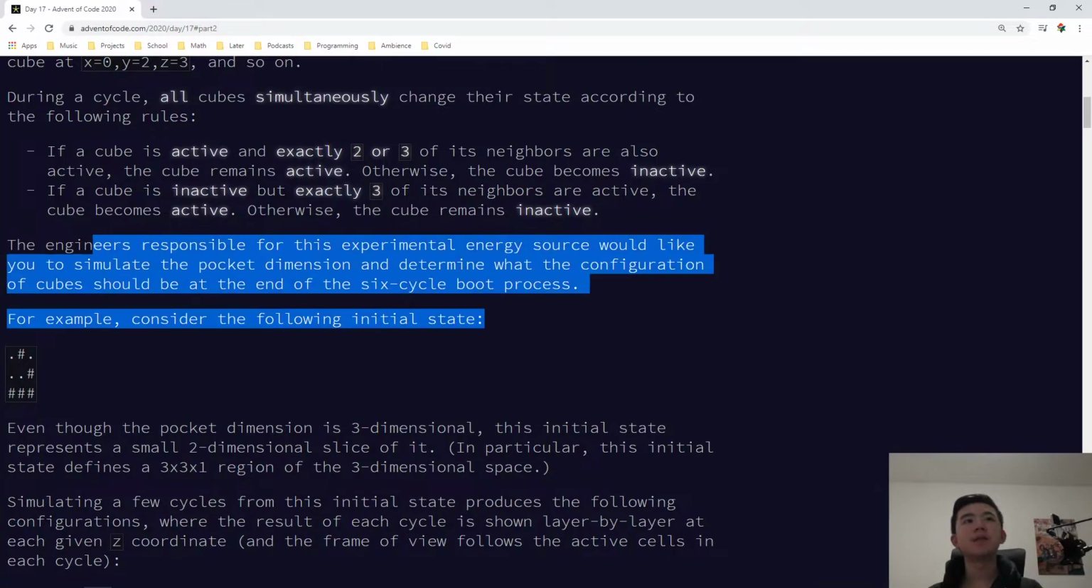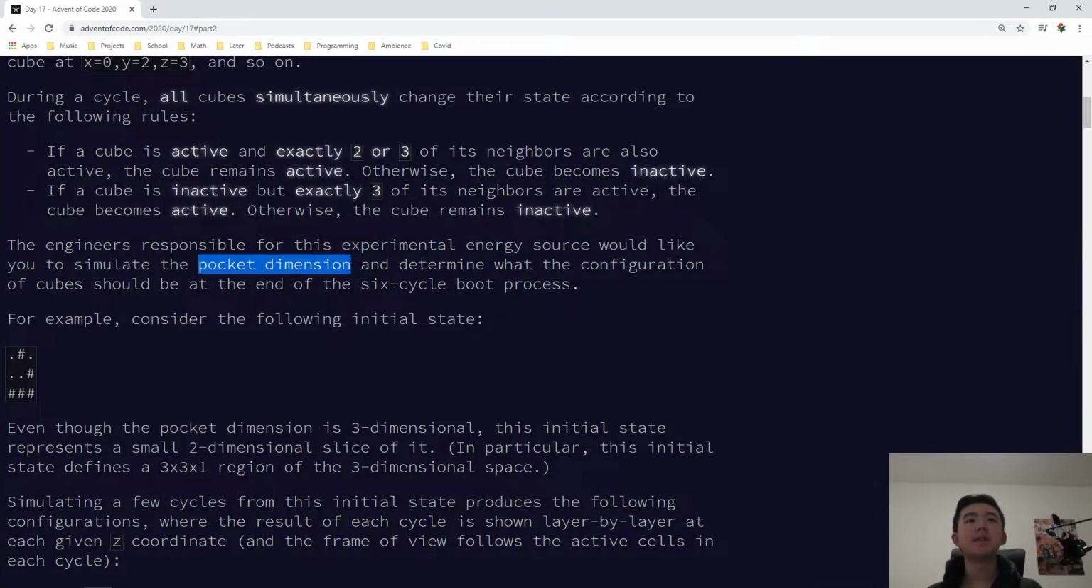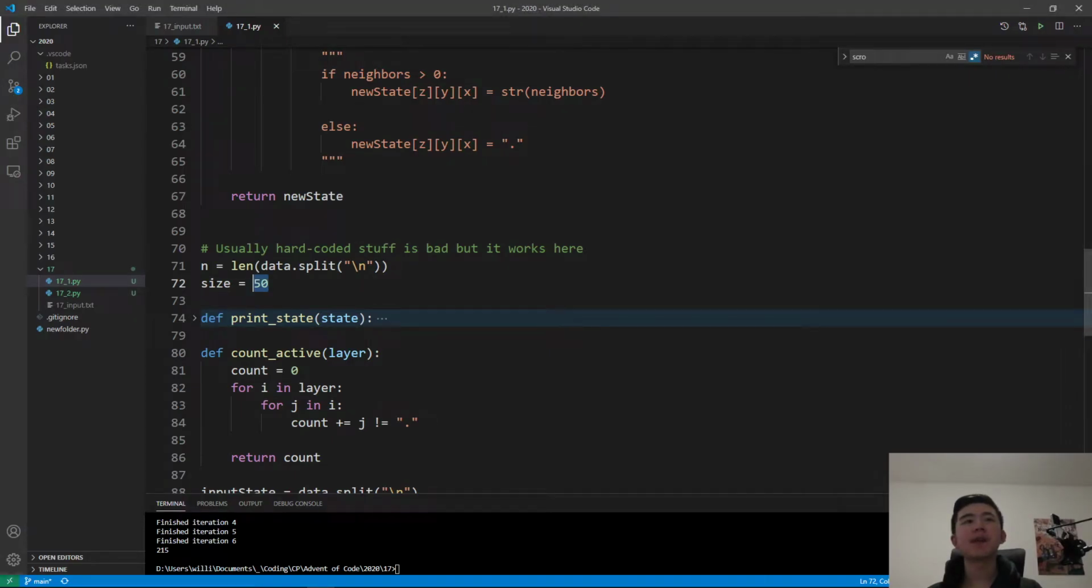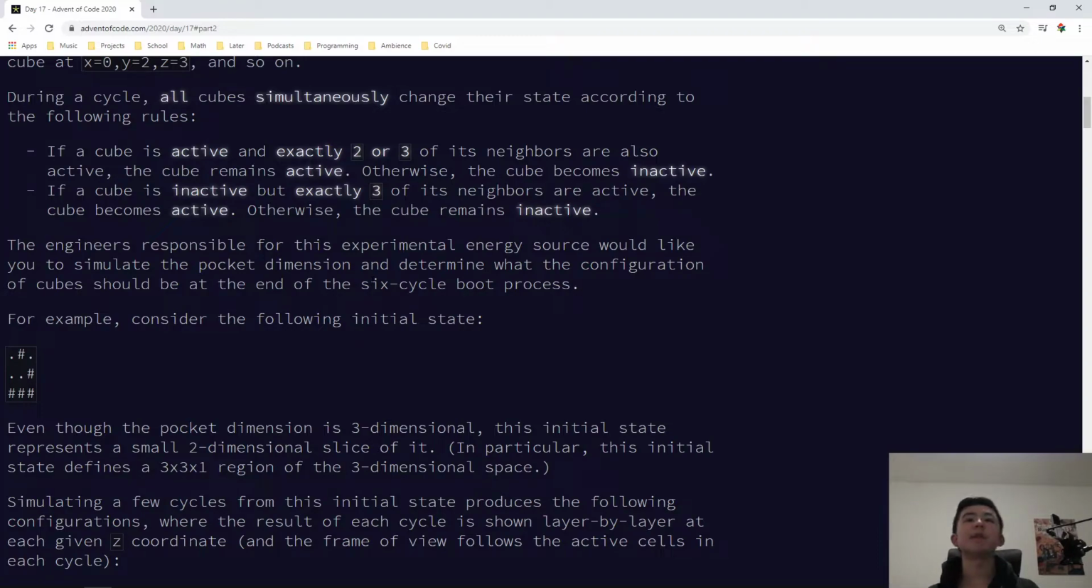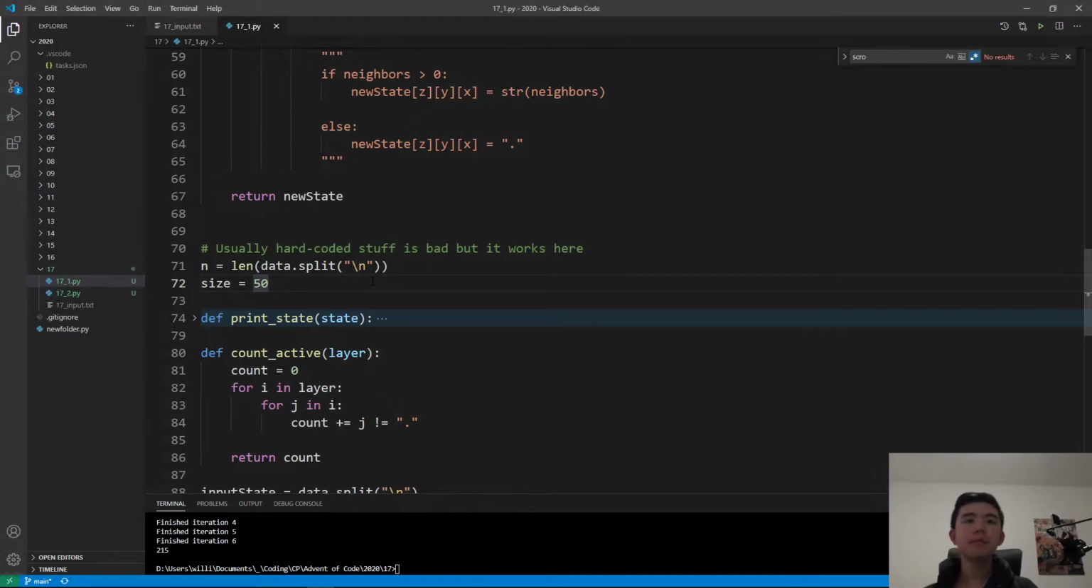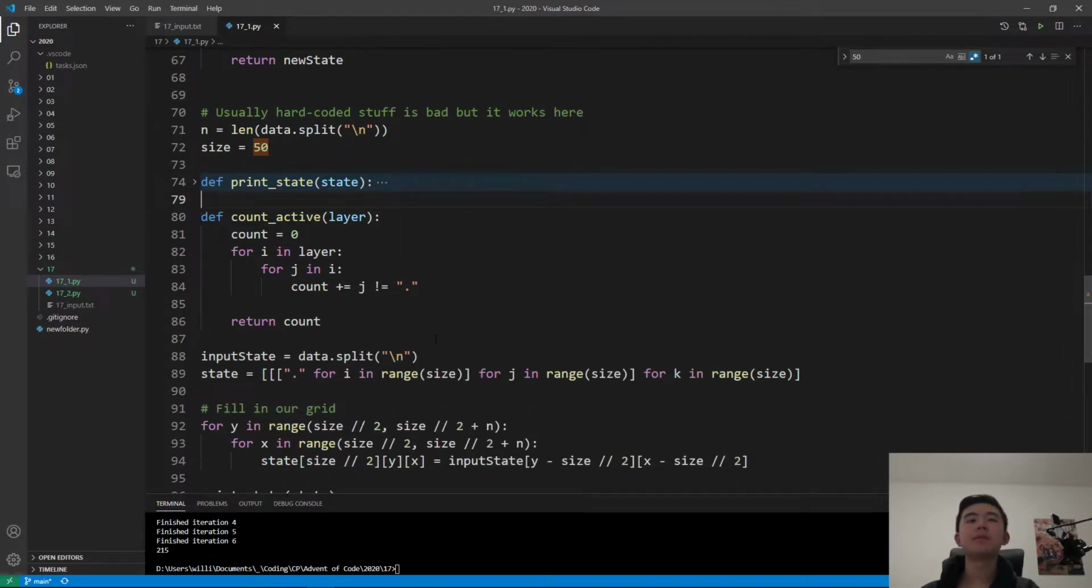Experimental energy source pocket dimension. So this is our little slice of our pocket dimension. It's 50 by 50 by 50. We just need to set this number to be big enough such that it can contain all the operations and nothing gets leaked out. But we can't have this be so big that our program won't terminate. So we need this to be small enough that our program will terminate, but large enough to contain all the operations.